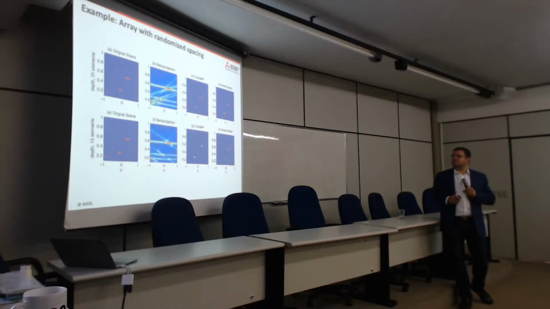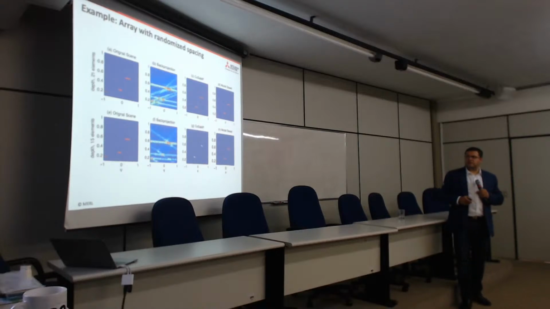Let's see what happens if we go to a randomized array. Same configuration, same arrays, larger arrays with more elements, smaller arrays with fewer elements. But now we have randomized the spacing of the elements. What you'll see here is that back projection seems to improve, which is true, but then you see some ghosting.